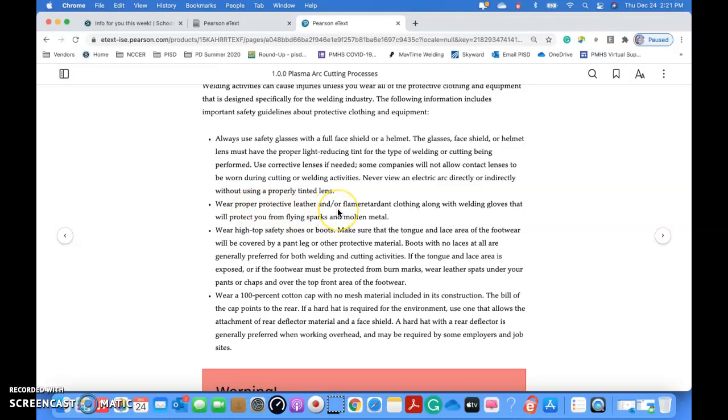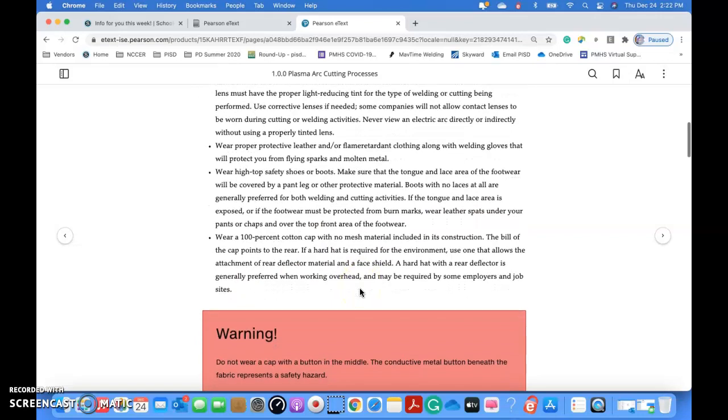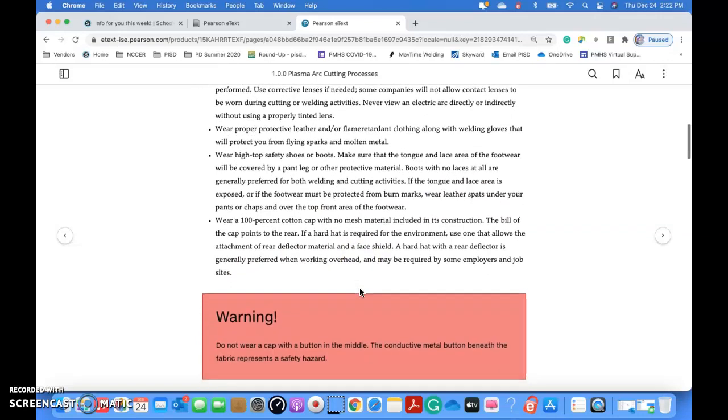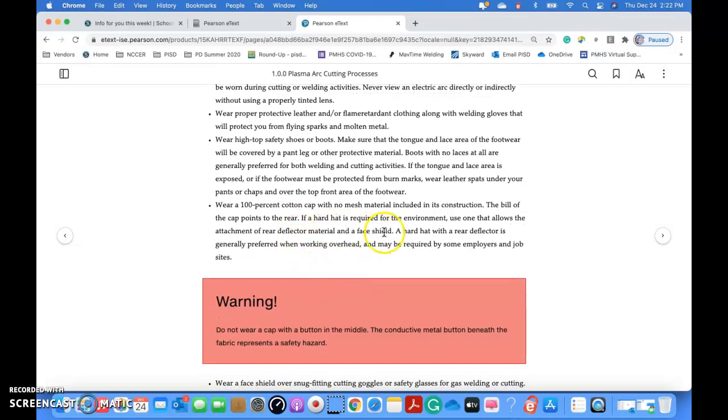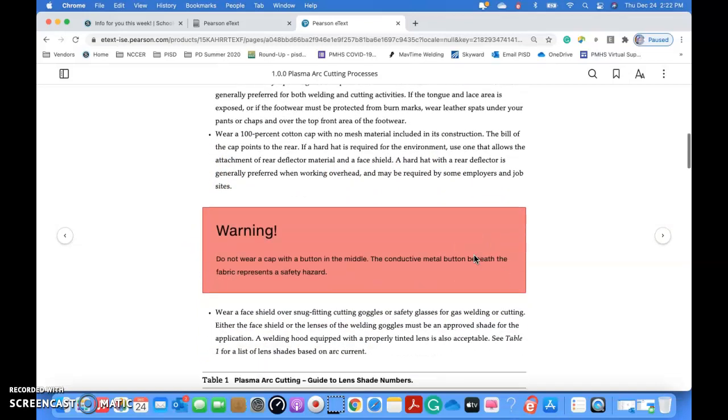Wear proper protective leather or flame retardant clothing, along with gloves that will protect you from flying sparks of molten metal. Wear high-top safety shoes and boots. Wear a 100% cotton hat with no mesh material, with the bill pointed to the rear. That keeps the sparks off your neck. And a hard hat with a rear deflector is generally preferred when working overhead.